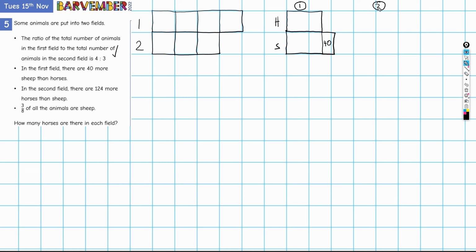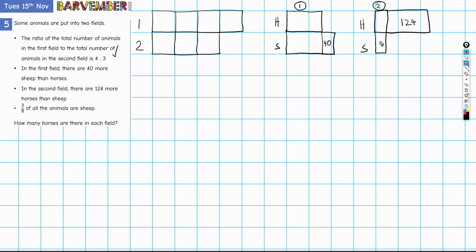Okay, so field 2, again, we've got horses and we've got sheep. And what are we going to draw here? Well, in the second field, there are 124 more horses than sheep. So I'm going to draw, again, a bar. Let's say this is the equal part, so this part is equal to this part. At this point in the model, the horses and the sheep are the same, but we have 124 more horses than sheep. So I'm going to draw a big block here, and that's 124.